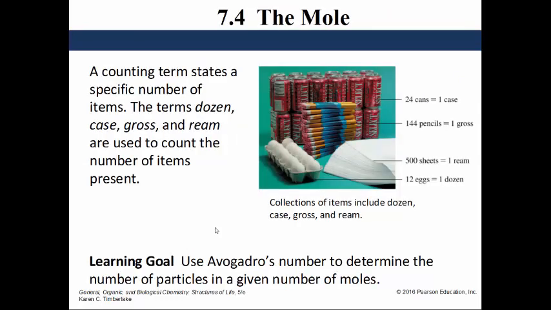Alright, next we'll move on to what's called the mole. Now this is a very important term to understand, and it really is just a counting term used in chemistry. Counting terms that are very common, such as dozen, and case, and gross, and so on. Examples used here: 24 cans equals 1 case, 144 pencils equals 1 gross, 144 of anything equals a gross of something, 500 sheets of paper equals 1 ream, 12 eggs equal 1 dozen. So the mole is a counting term in chemistry.